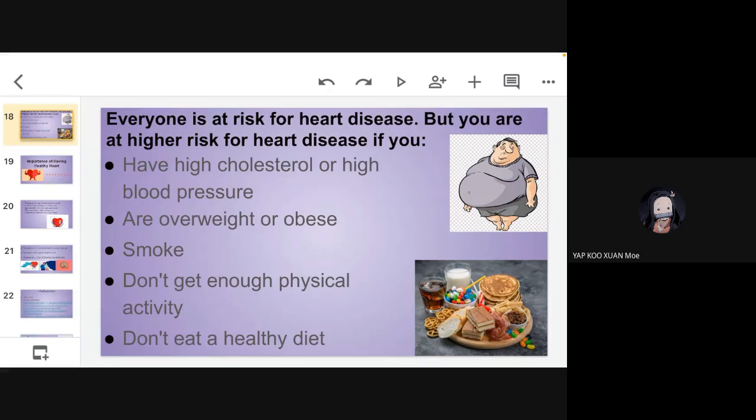Everyone is at risk for heart disease, but you are at higher risk for heart disease if you have high cholesterol or high blood pressure and you are overweight or obese. Someone who loves smoking, doesn't get enough physical activity, and doesn't eat a healthy diet will have a higher risk of getting heart disease.